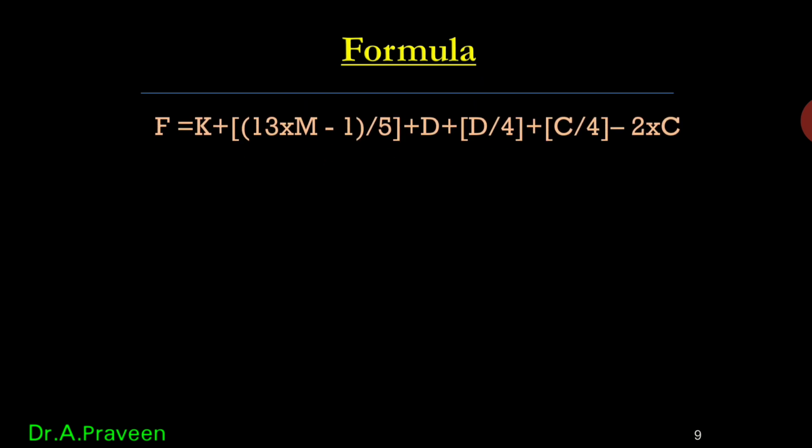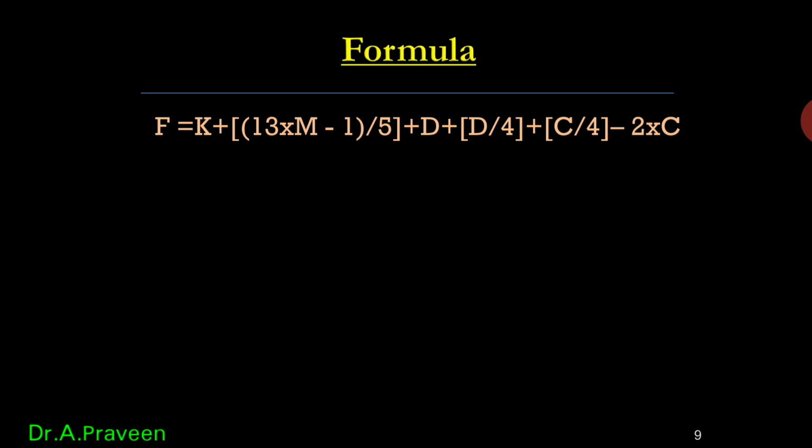This is the formula. F equals K plus 13 into M minus 1 divided by 5 plus D by 4 plus C by 4 minus 2 into C.